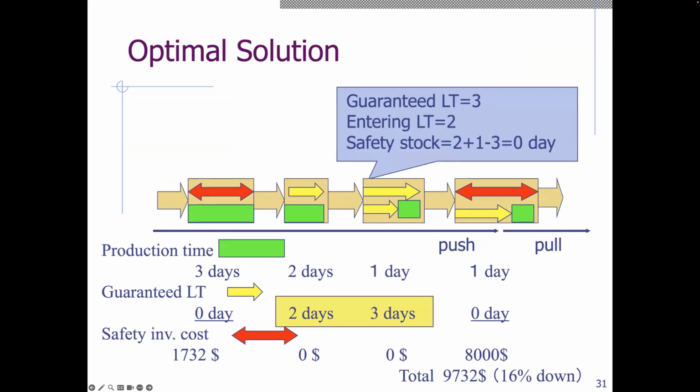If we fix the guaranteed LT to the customer to 0 and also fix the guaranteed LT from the supplier of the parts maker to 0, the optimal safety inventory cost becomes $9,732. We could save about 16% from the base model. At the wholesaler, the guaranteed LT is 3 and the entering LT is 2. So the net replenishment time becomes 2 plus 1 minus 3, which is equal to 0. That means no safety inventory at the wholesaler. In this case, the pull-push boundary is on the retailer. All other facilities produce to fill the stocks of the retailer, that is, push system.